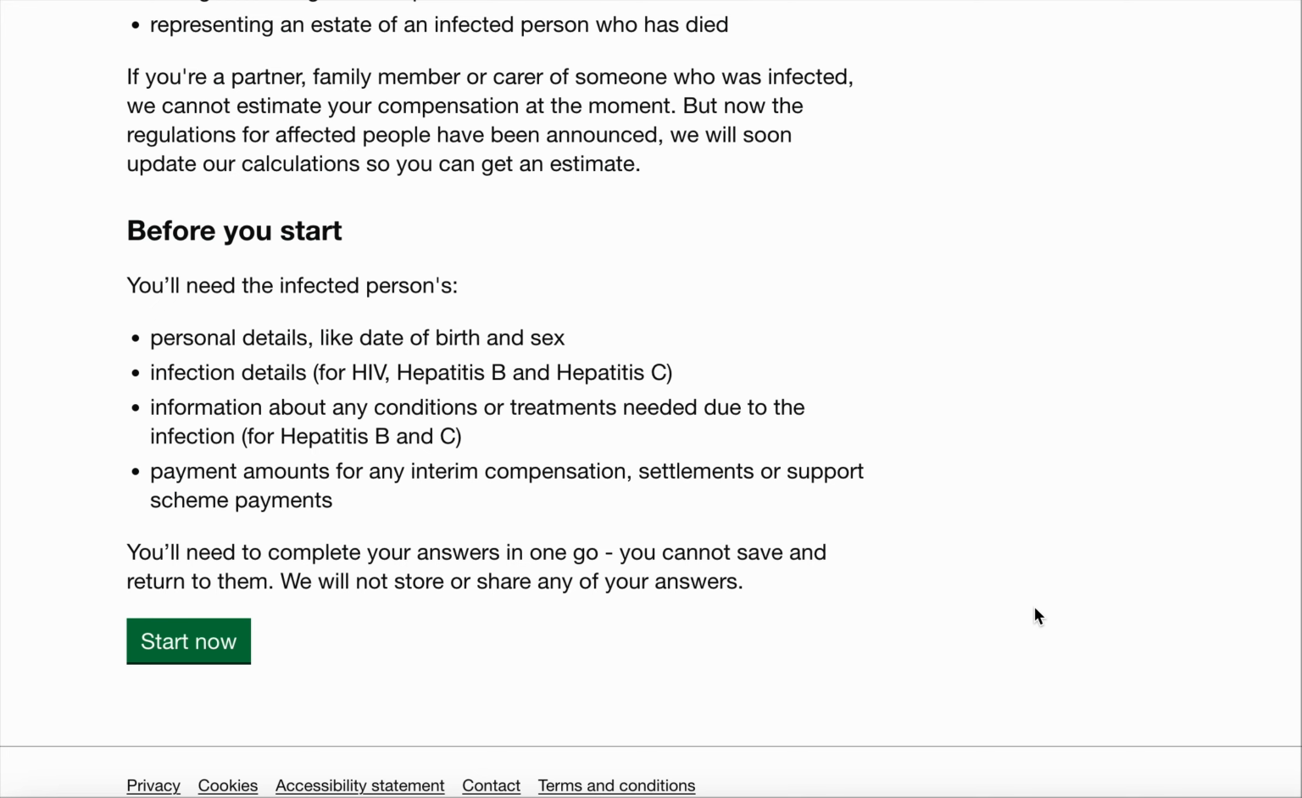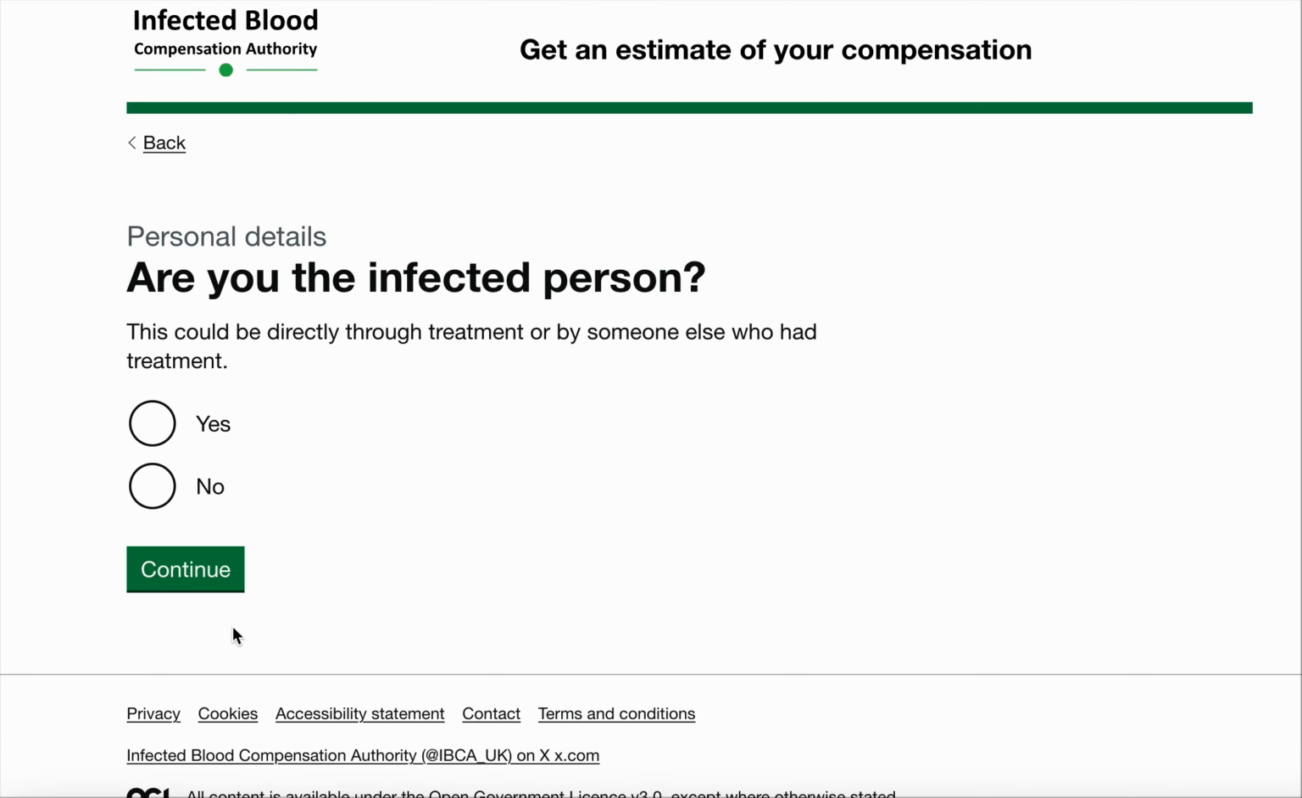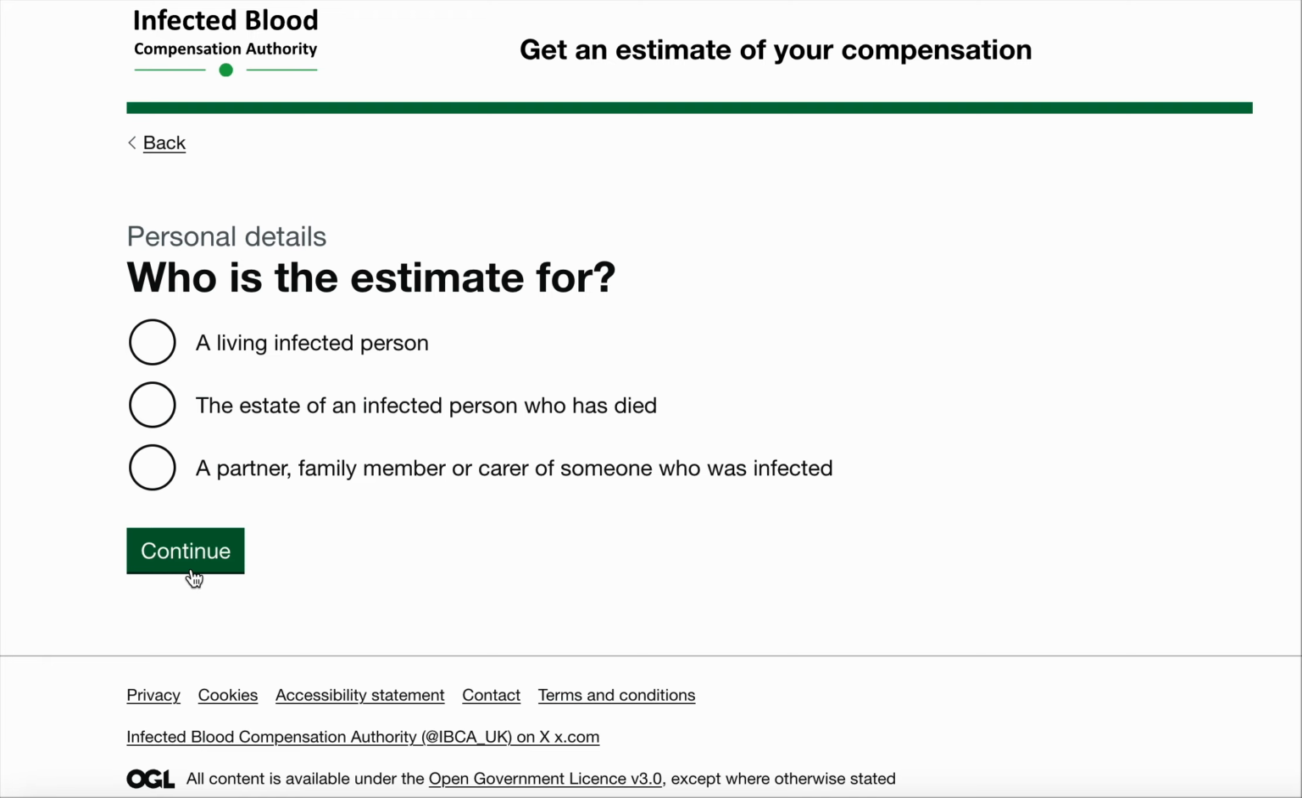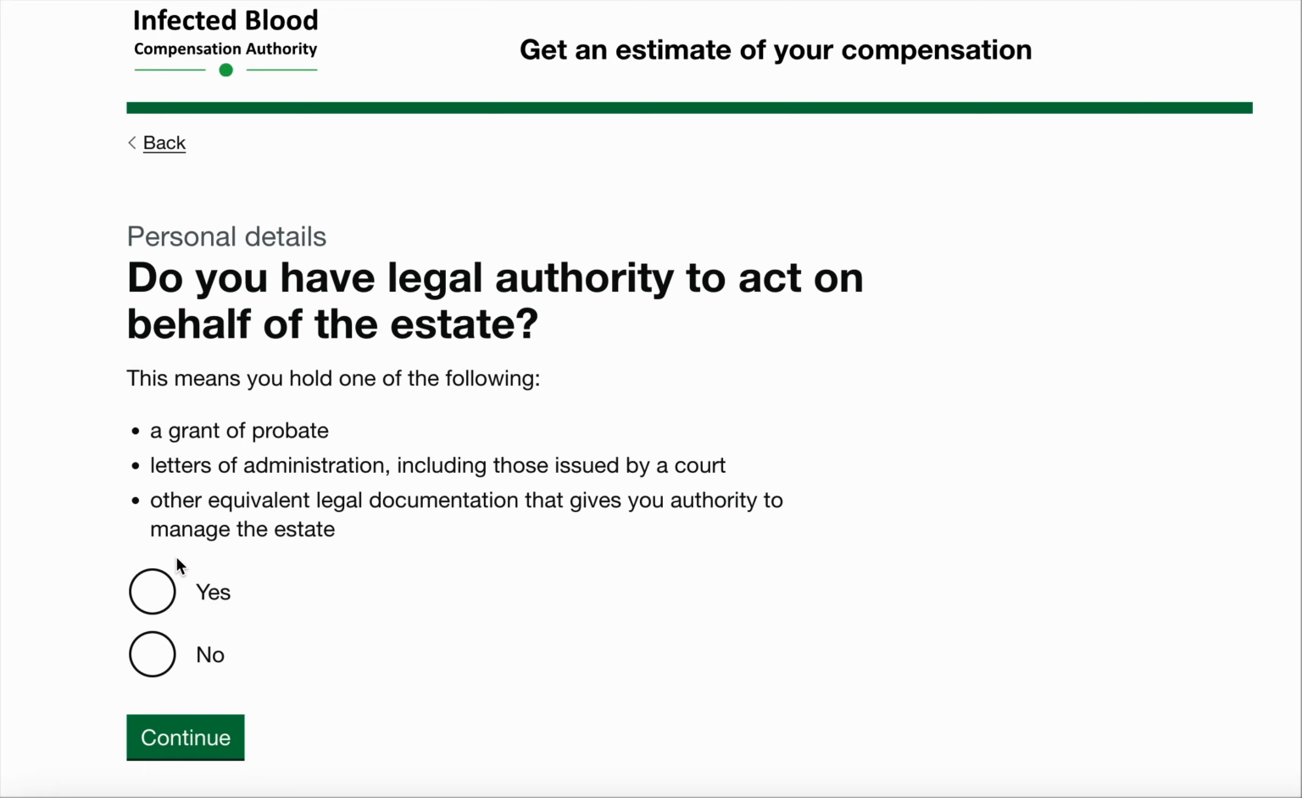To start using the calculator, click the Start Now button. Confirm you are not the infected person by selecting No. Click Continue and then confirm the estimate is for an estate of an infected person who has died. Click Continue and confirm whether or not you have legal authority to act on behalf of the estate.